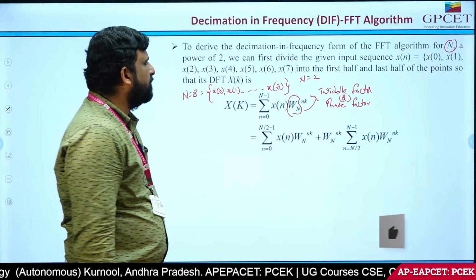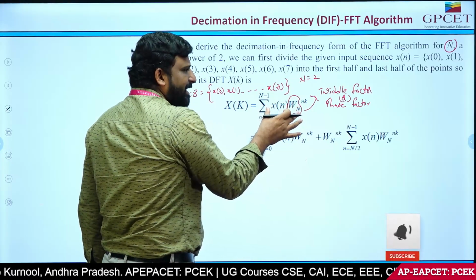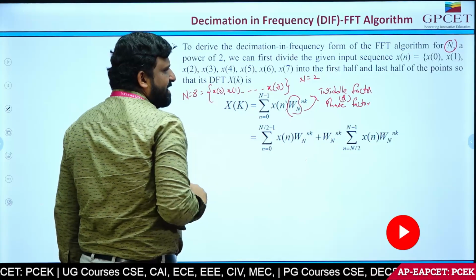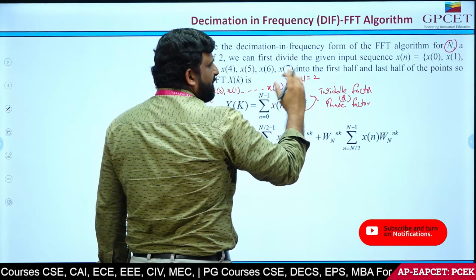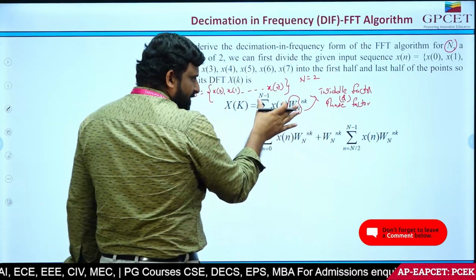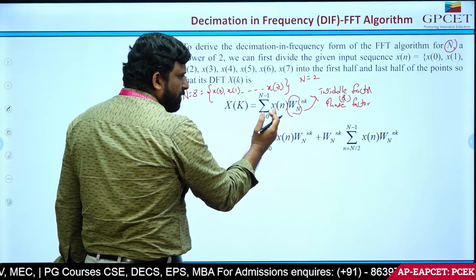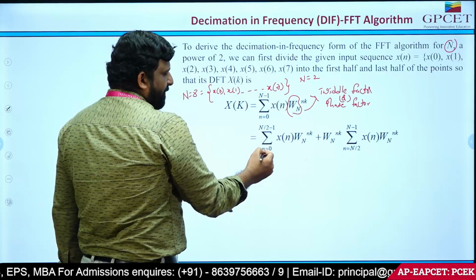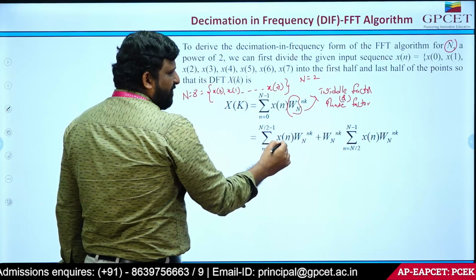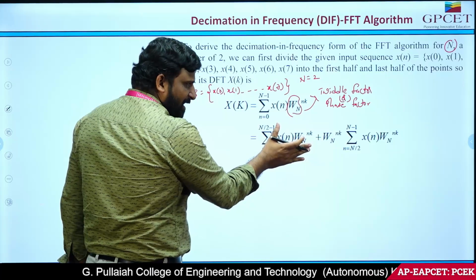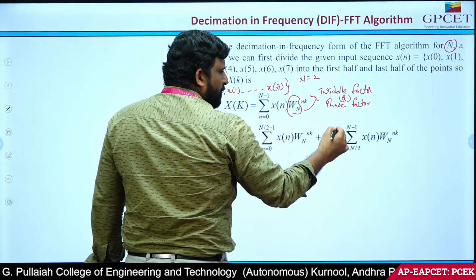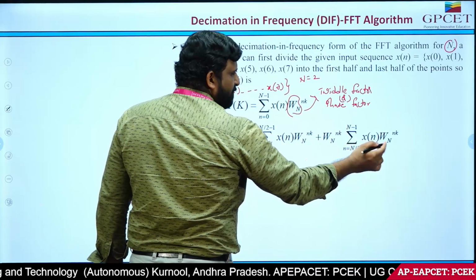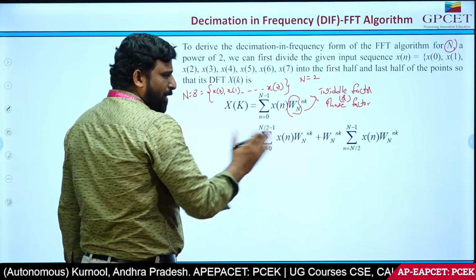Later, we are dividing this particular equation into halves. Here we have seen x of n has a total of 8 samples, and we are dividing that into a first half part and a last half part. Same with this DFT equation: I am dividing it into first half part and second half part. From n is equal to 0 to N by 2 minus 1 x of n W_N to the power of nk, this is the first half part. Later, summation n is equal to capital N by 2 to N minus 1 x of n W_N to the power of nk. Two parts I have divided.